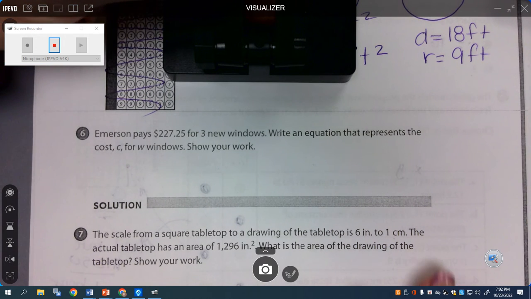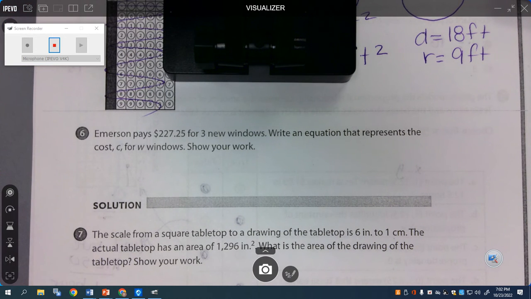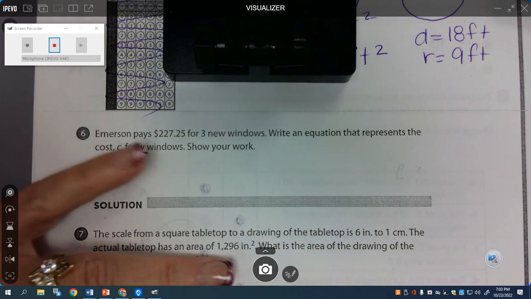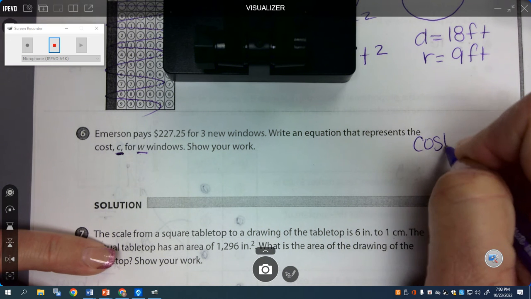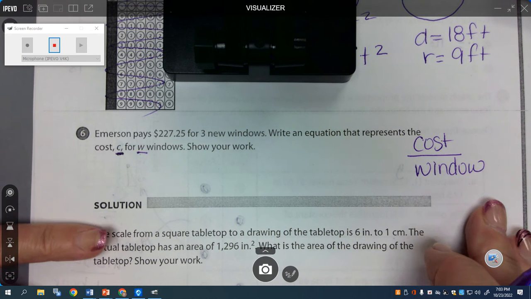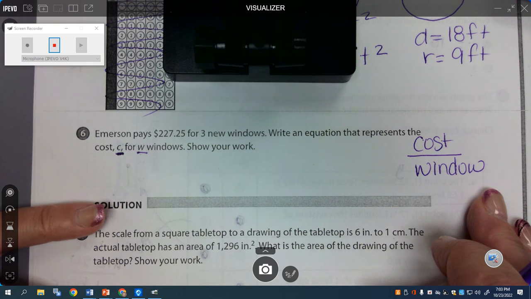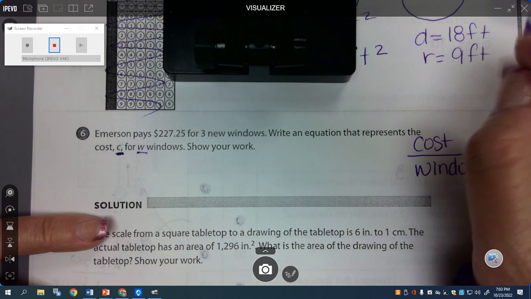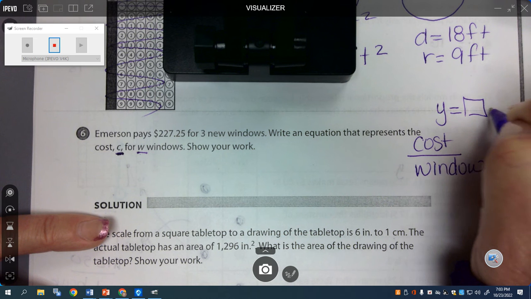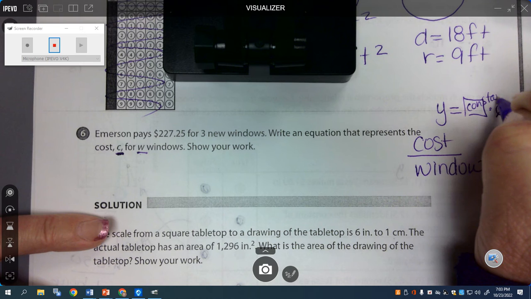All right, let's go to number 6. Emerson pays $227.25 for 3 new windows. Write an equation that represents cost C for W windows. Okay, so we're looking for cost per window, right? The first thing we need to do is find the unit rate, the constant of proportionality. Because remember, when we write equations, it's y equals the constant times x. So this right here is the constant of proportionality.